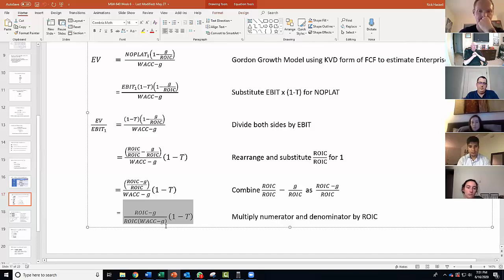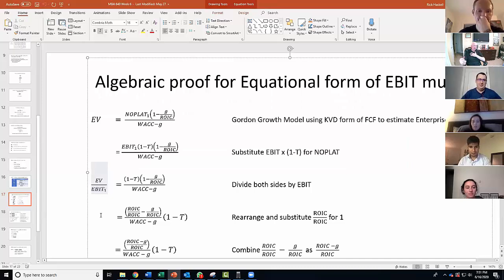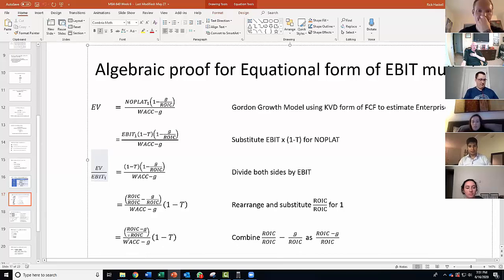Now, the only reason I went through that, the only reason, is to give you the algebraic proof, if you really have a pathetic enough life to really want to go through it, and to prove to you that this multiple, EV/EBIT, looks like enterprise value divided by EBIT, but its algebraic components are ROIC, return on capital, growth, WACC, and the tax rate. And anything that goes into making those up.